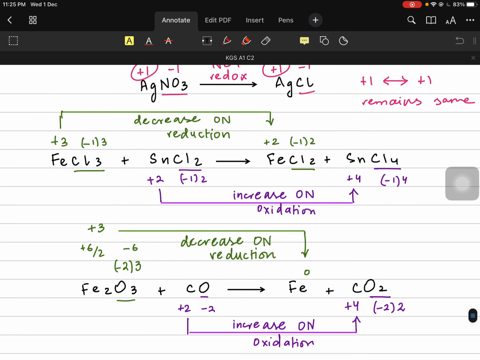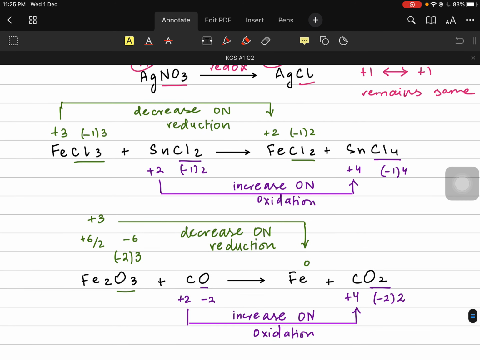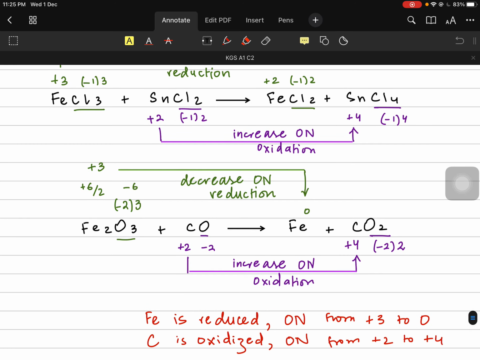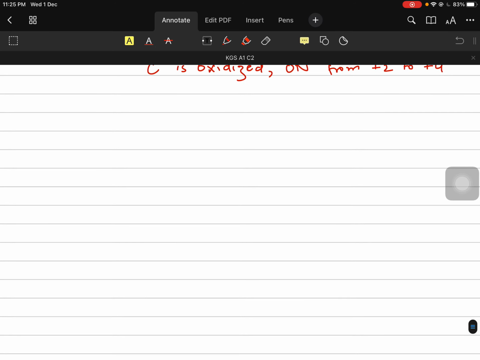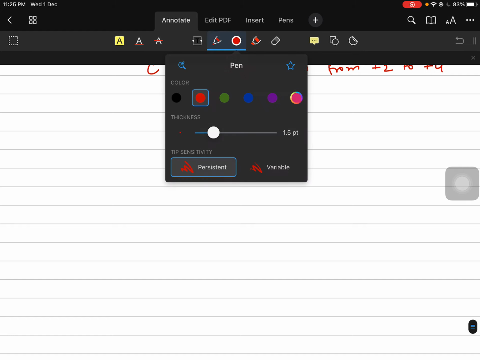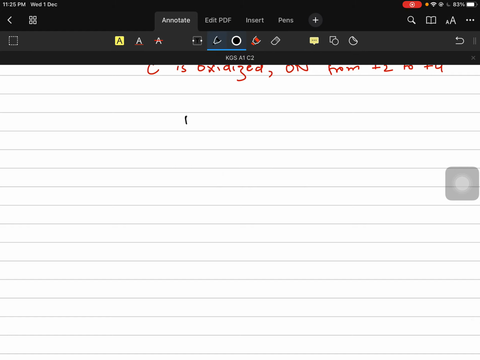We saw that when it's a combined equation, one of the elements is decreasing the oxidation number, and that is the reduction, and the other element obviously has to increase its oxidation number, so that element is suffering through oxidation. So one of them decreases it, the other increases it, and we looked at a few examples. In today's video, we're going to be talking about a concept of redox equation, which is the displacement reactions.